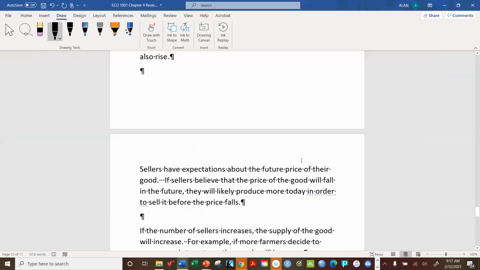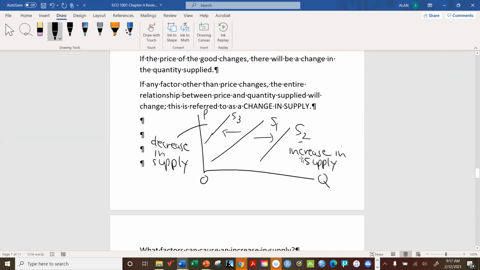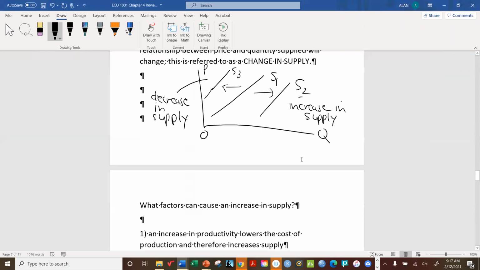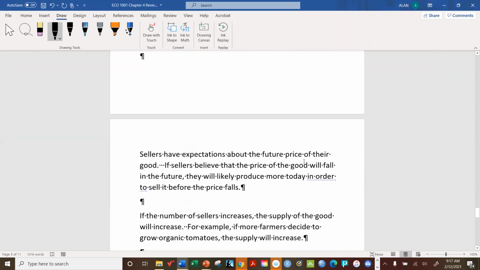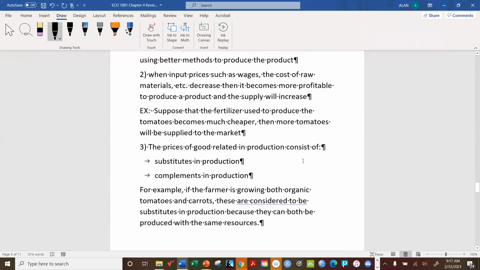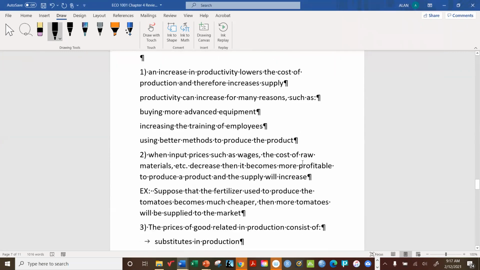So if we reverse all of these factors that I've just shown you, the supply curve will shift to the left. Okay, so we don't need to go through them all over again, but just be aware that whatever causes the curve to shift to the right, the opposite will cause it to shift to the left.